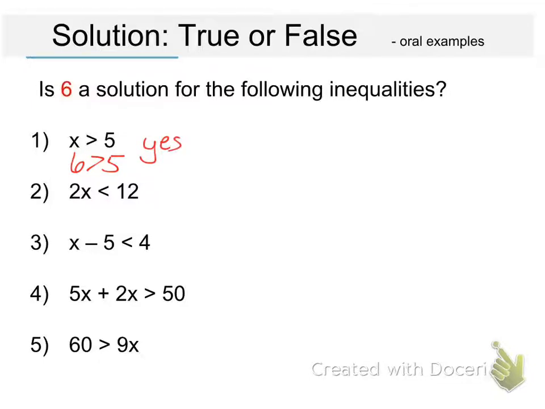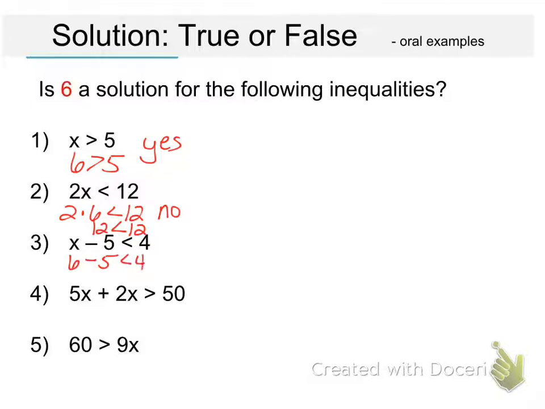Let's look at the second one. 2 times 6 is less than 12. 2 times 6 is 12. Is 12 less than 12? No, because it's equal to it, right? If it had said less than or equal to, it would have worked. But it's not.